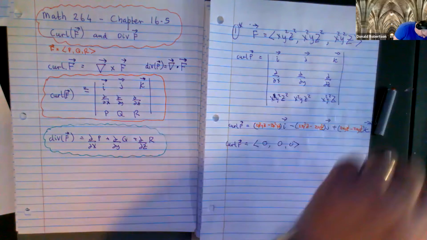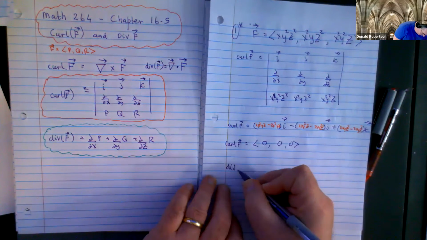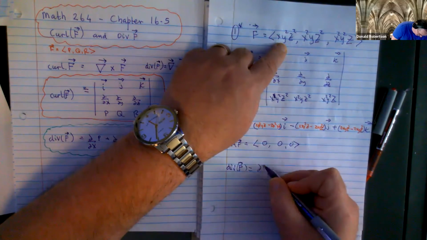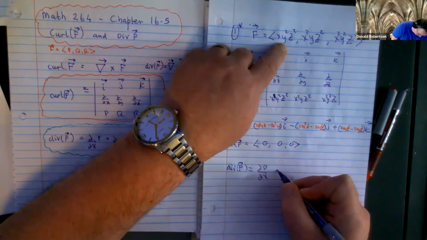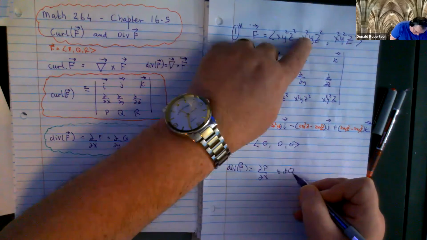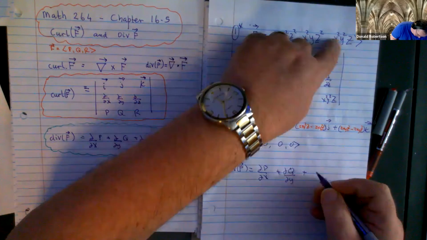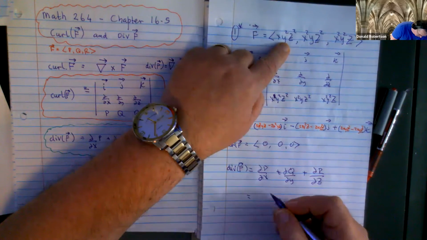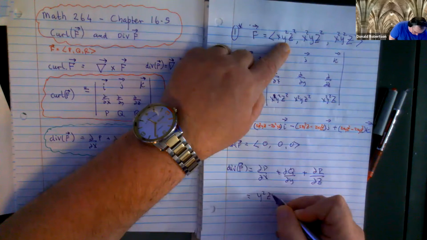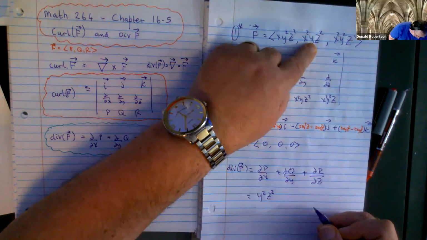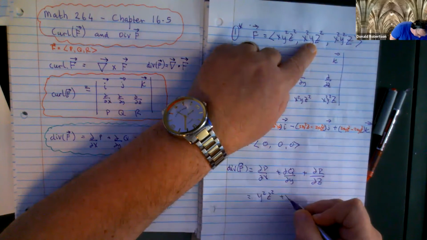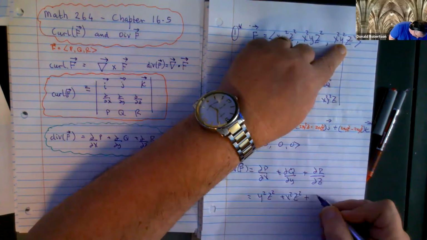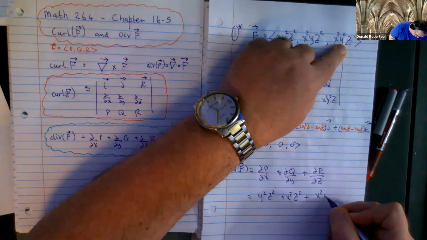Now, the div, I always find the div easy to do, because you just differentiate this guy with respect to x, add the second one, that's this guy with respect to y, and add the third one with respect to z. And if you do this one with respect to x, you get y squared z squared. If you do this one with respect to y, you get x squared z squared. And if you do this one with respect to z, you get x squared y squared.